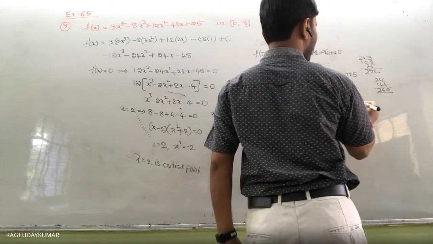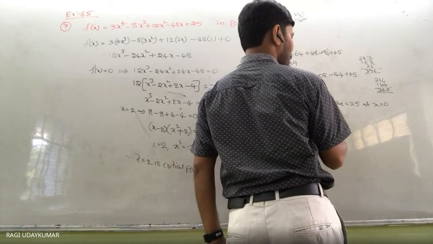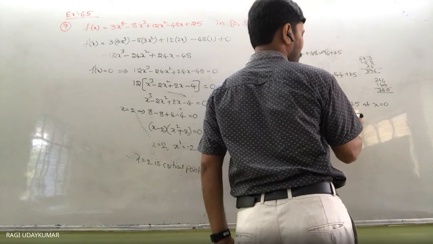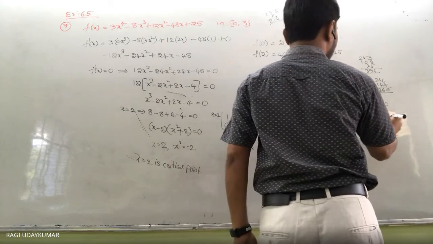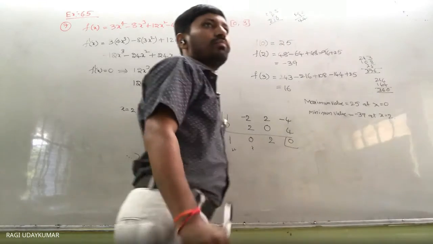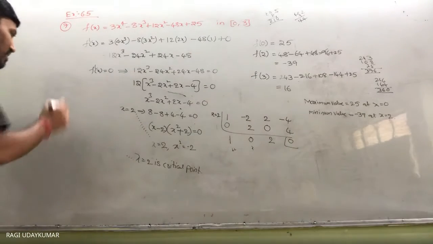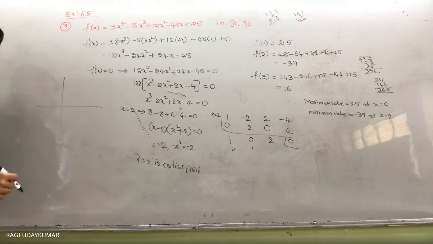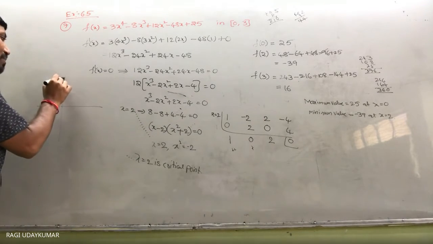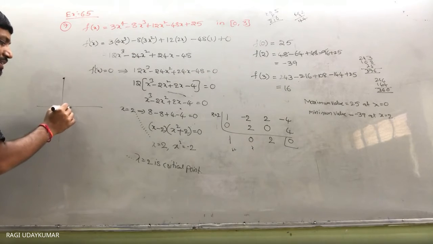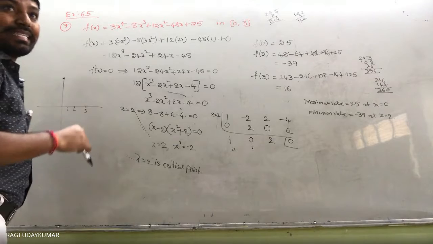25, yet at x is equal to 0, and the minimum value of the function, this is the way to find out the minimum value, is equal to minus 39. How will the graph look? We can guess the graph. At 0 it is 25, so it will be this high at first, and the turning will happen at 2, with the value minus 39.